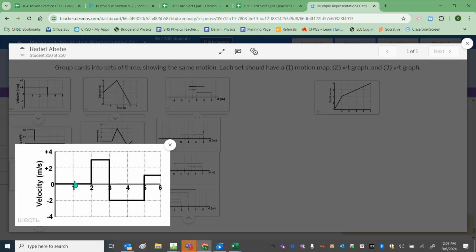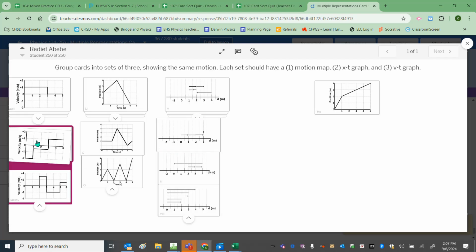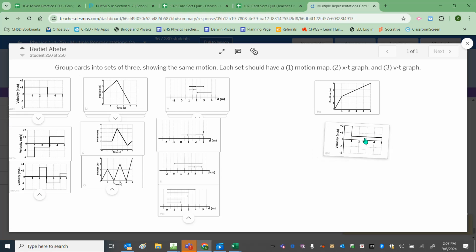This does not show something moving forward the whole time. If it did, everything would be up here. This one has backwards right there. It also has stopping. Okay, so we don't want that. Forward the whole time is going to look something like this.